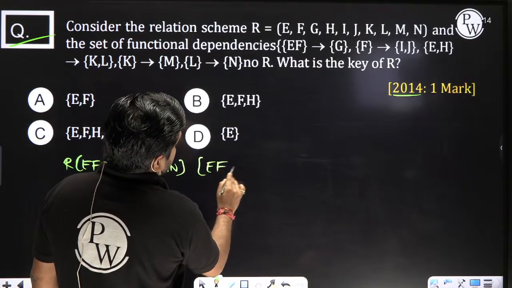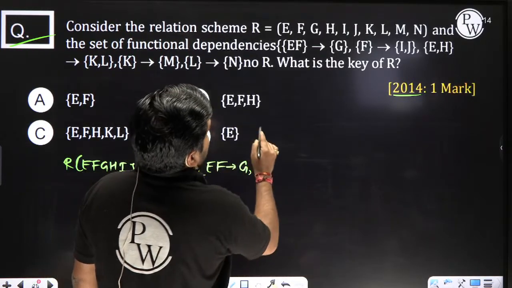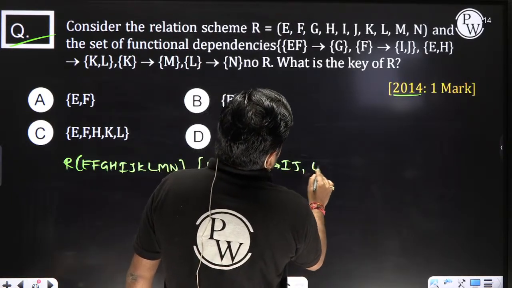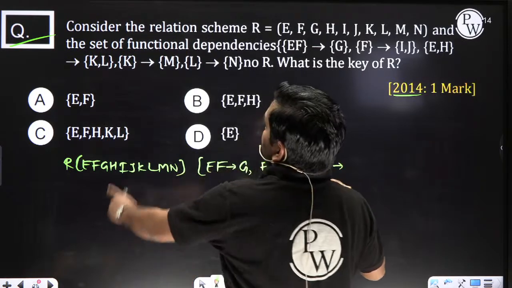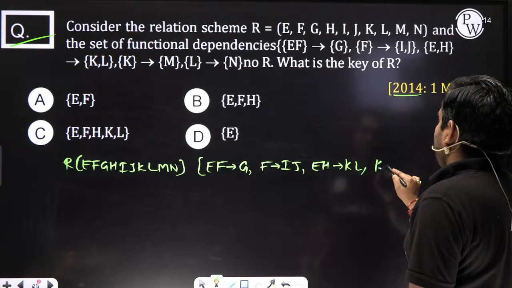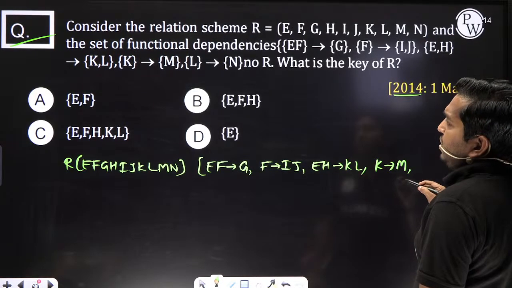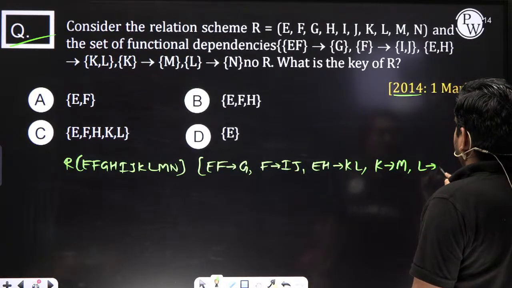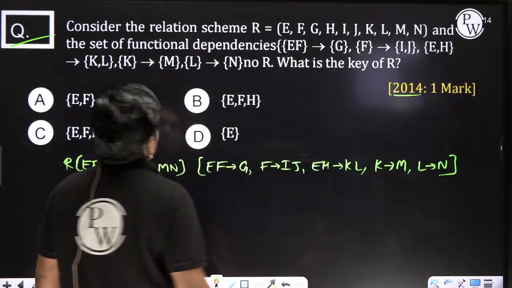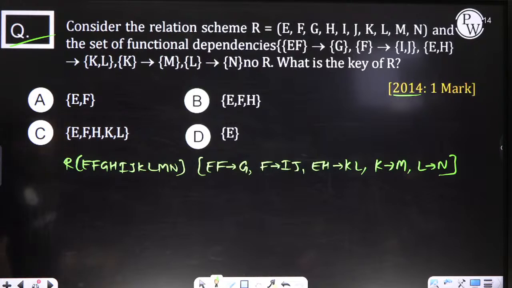And what are the FDs? F determines G, F determines IJ, H determines KL, K determines M, L determines N, L determines M. Yes, everyone, let me know.